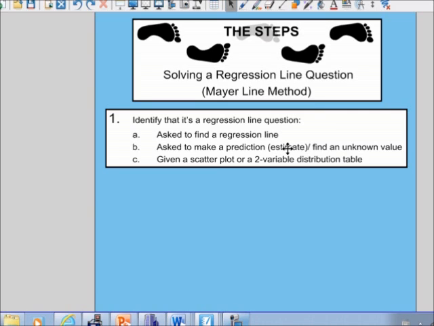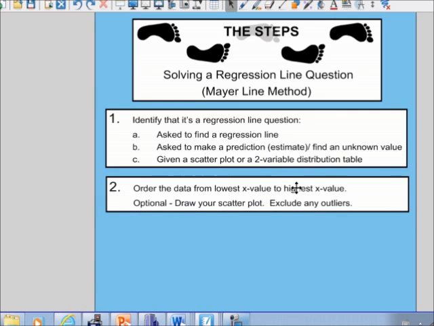Again, the idea here is that we can't actually solve for it exactly. It's not going to be a perfect match, but we can do our best prediction. Also note, you might be given a scatter plot or shown a two-variable distribution table. Same ideas as what we saw for correlation, where we're maybe given a scatter plot or asked to create one, or maybe given a table showing two different variables that are connected.